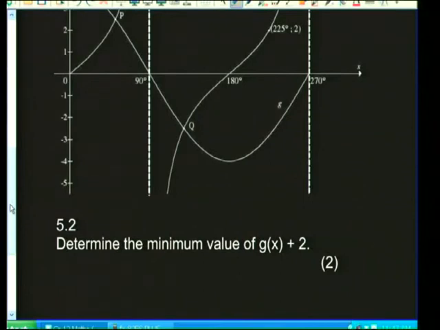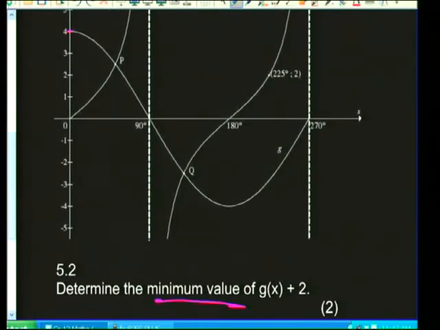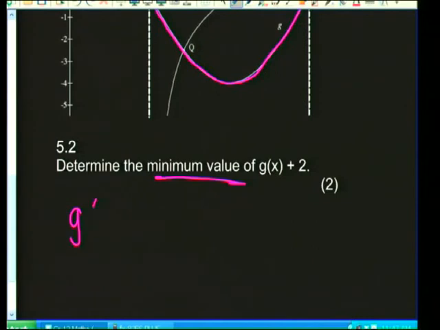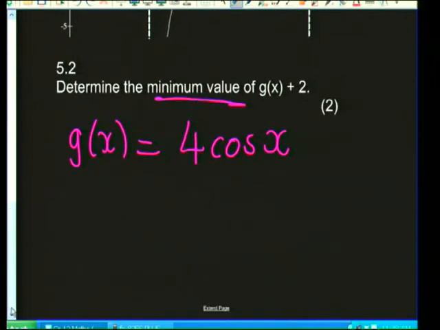Let's look at the next one. 5.2 says, determine the minimum value of g of x plus 2. Now let's just look at g of x. It's this one. I'm just going to highlight it for you there, so we're clearer. There we go, so that's g. Going back to it, remember g previously was 4 cos x, which means this would be 4 cos x plus 2.